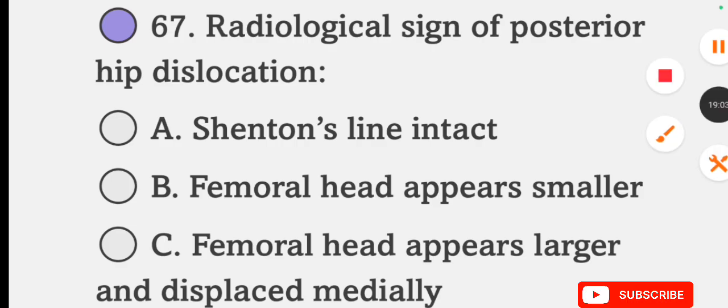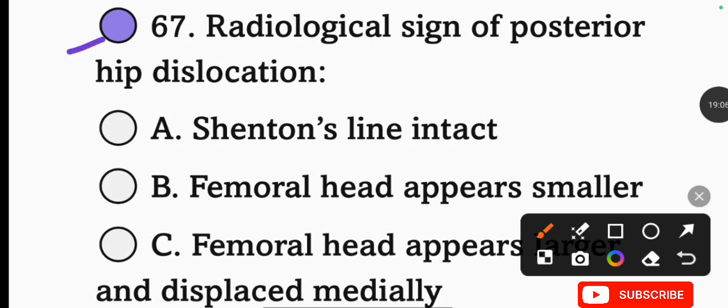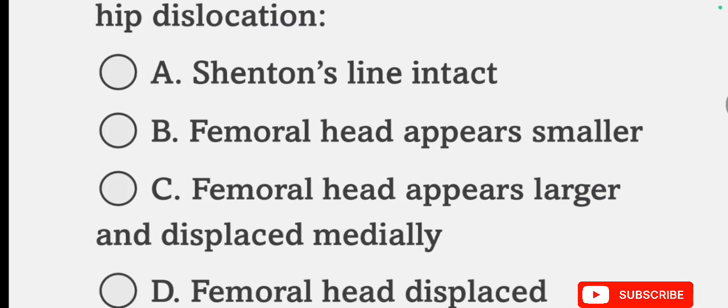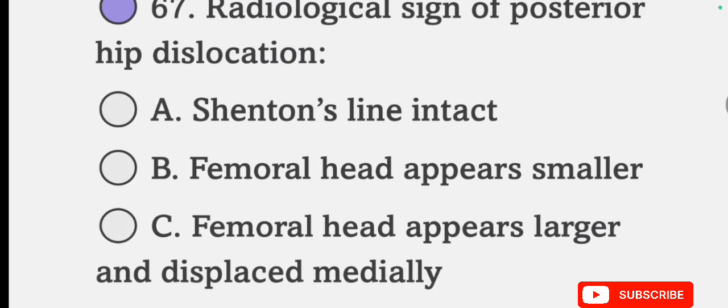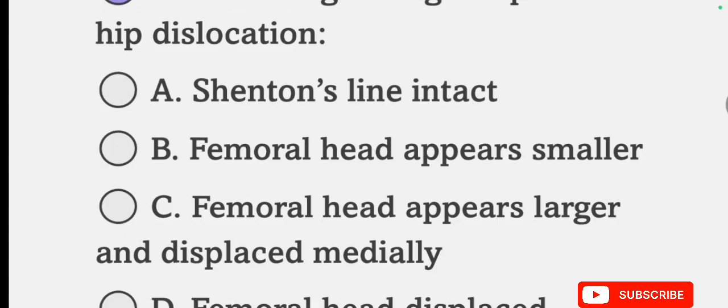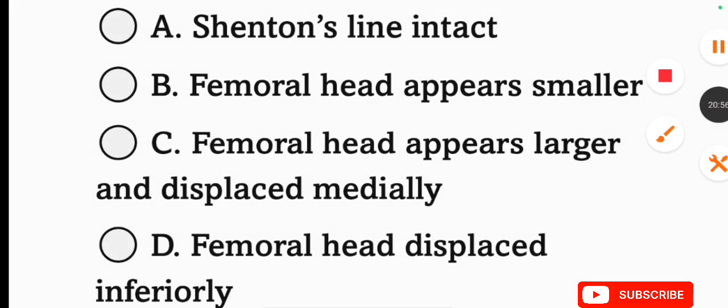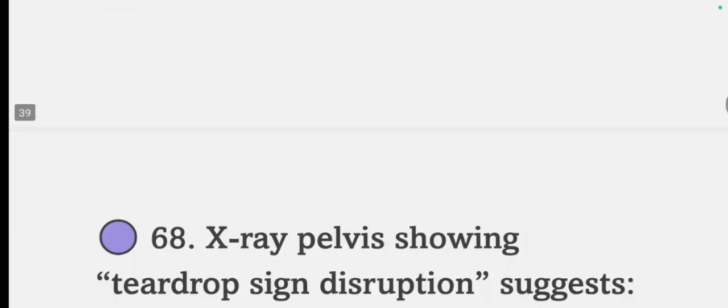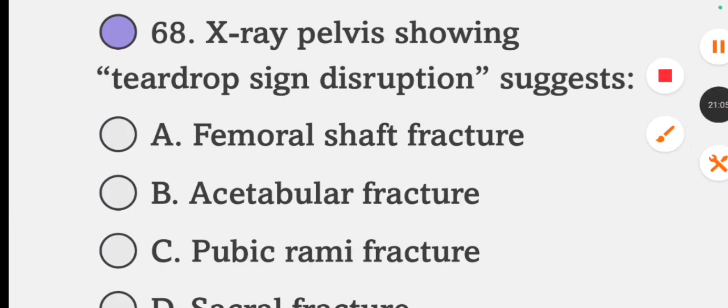Now come to question 67. Radiological sign of posterior hip dislocation. So the question is asking about radiological, meaning X-ray. In posterior hip dislocation, the femoral head moves away from the acetabulum. So if you see it on an X-ray, the head of the femur is seen as very small. So the option given is the correct option: femoral head appears smaller. Okay.